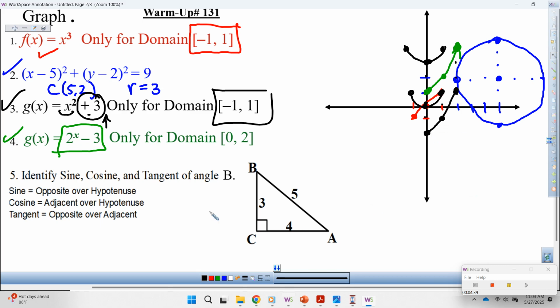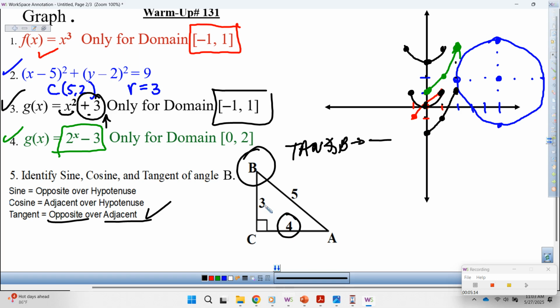There it is. Last but not least, number 5, tangent angle B. Tangent being opposite over adjacent. Gabriel, pass someone. Sebastian. So tangent angle B, you said opposite over adjacent, opposite being 4, adjacent being 3, so this is 4 over 3. Hands if you got that by yourself.